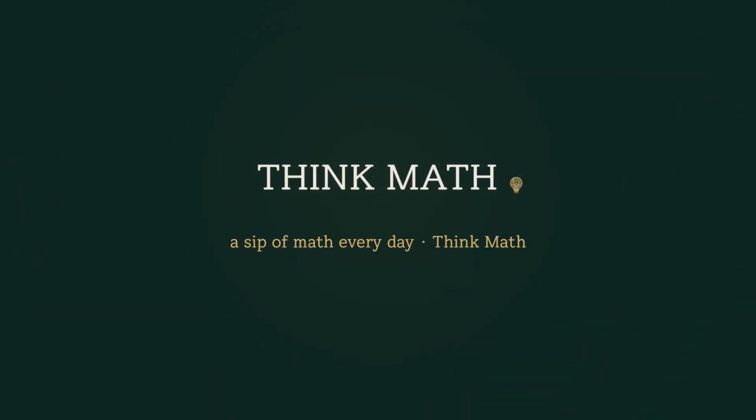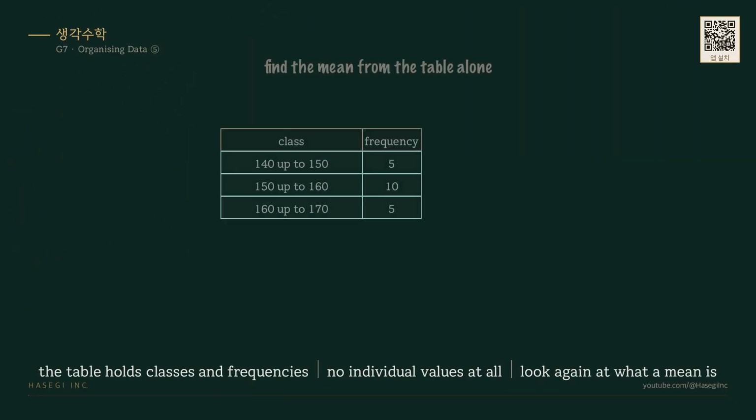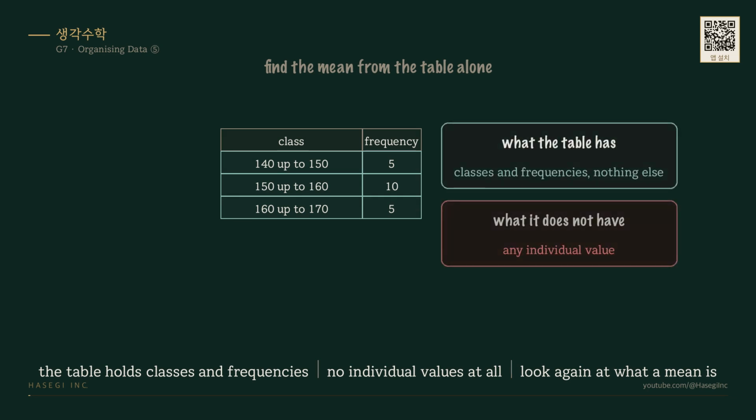Think math. We have to find the mean from the frequency table alone. But the table holds no individual values at all, only classes and frequencies. How do you average what is not there? Before reaching for a memorized formula, look again at what a mean is.